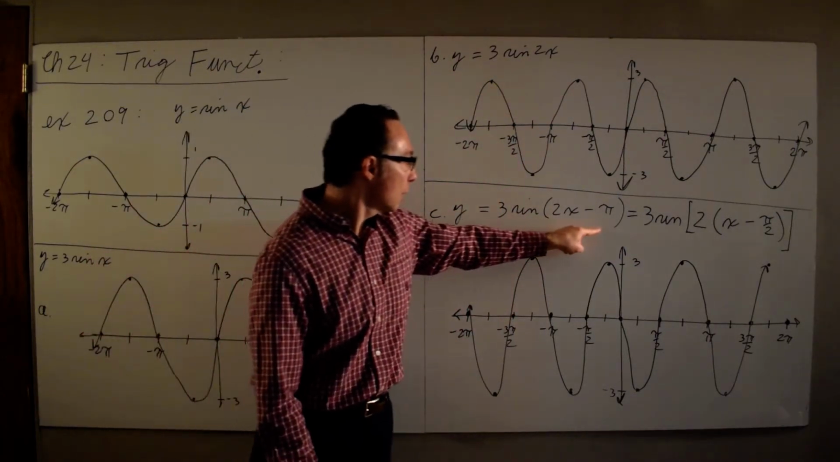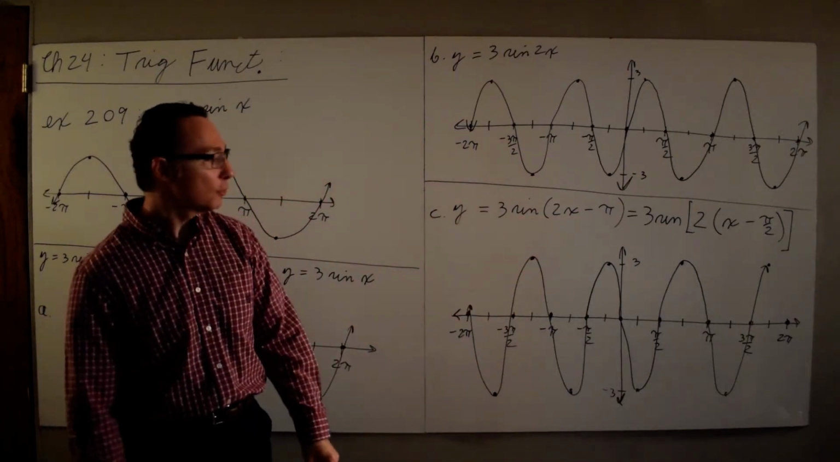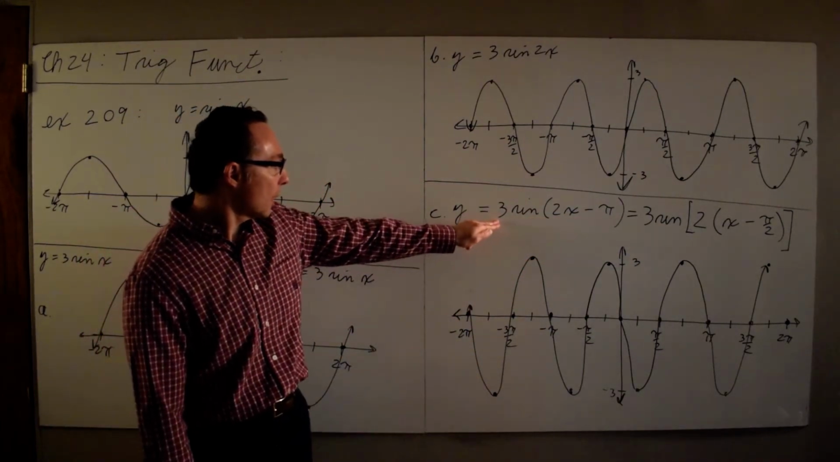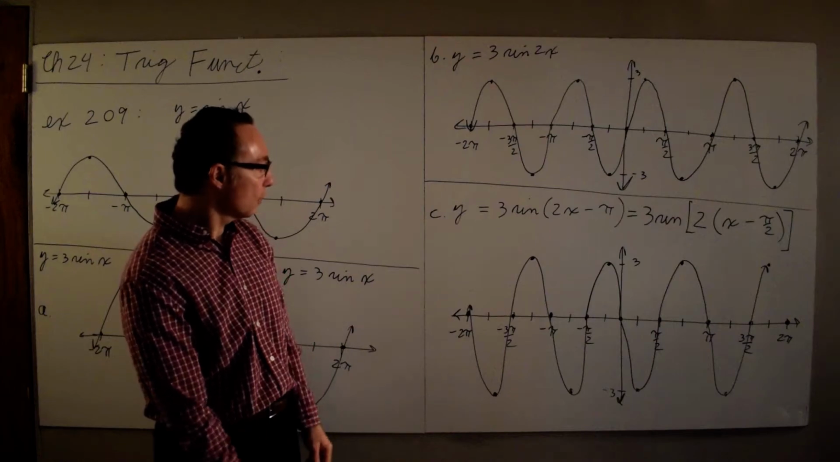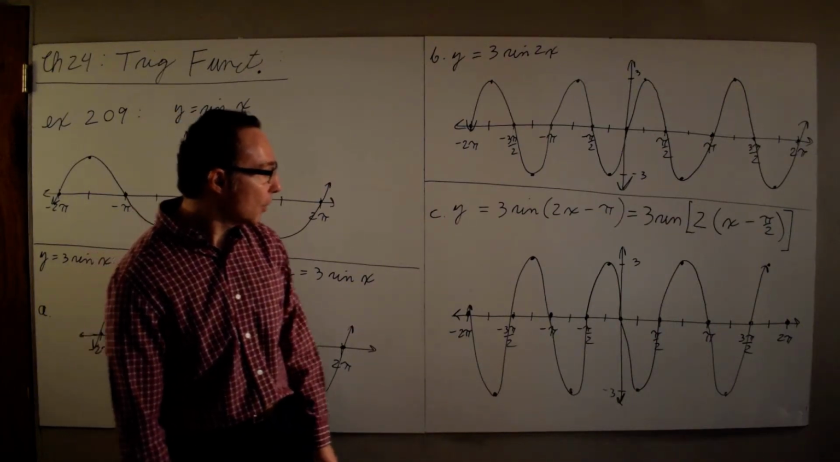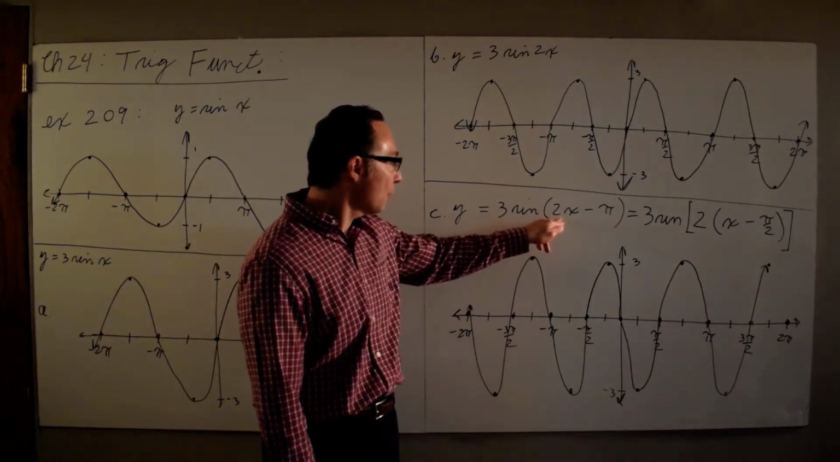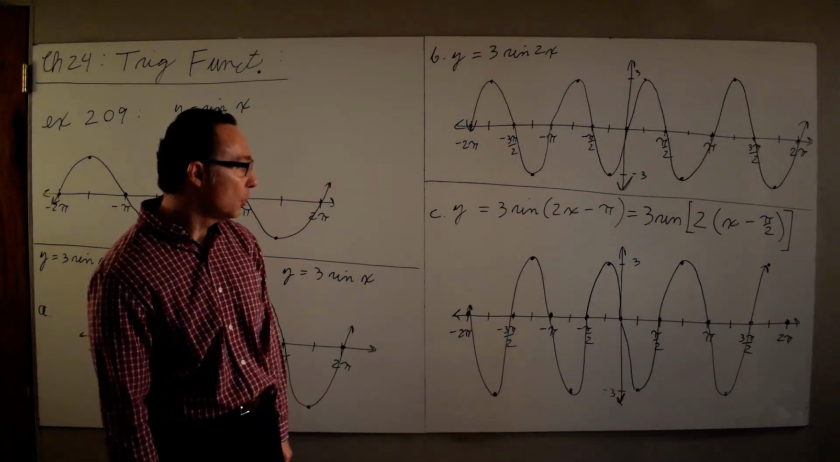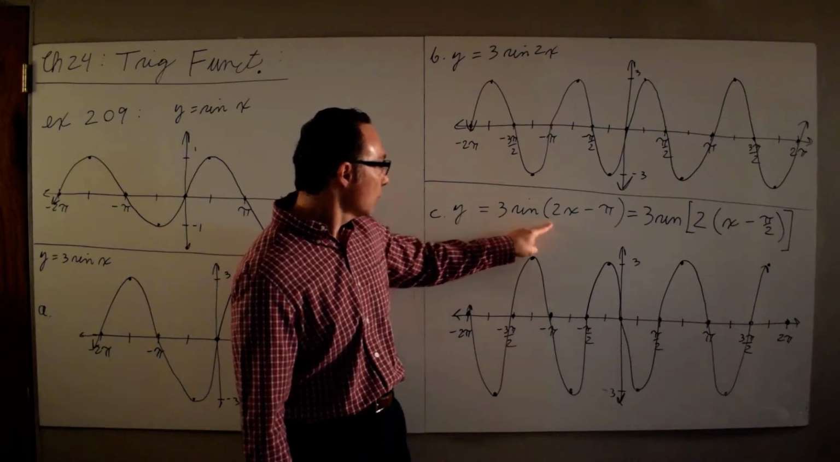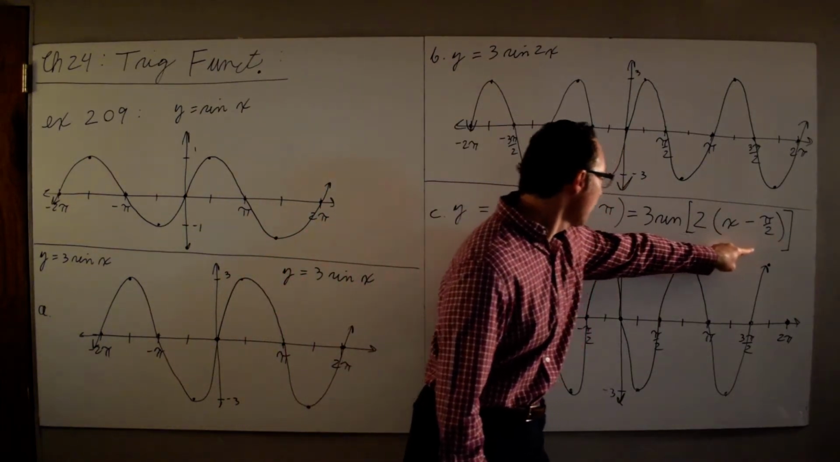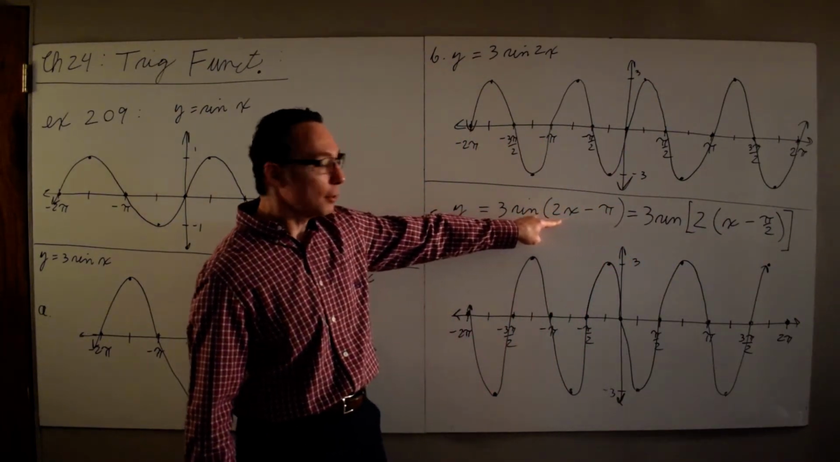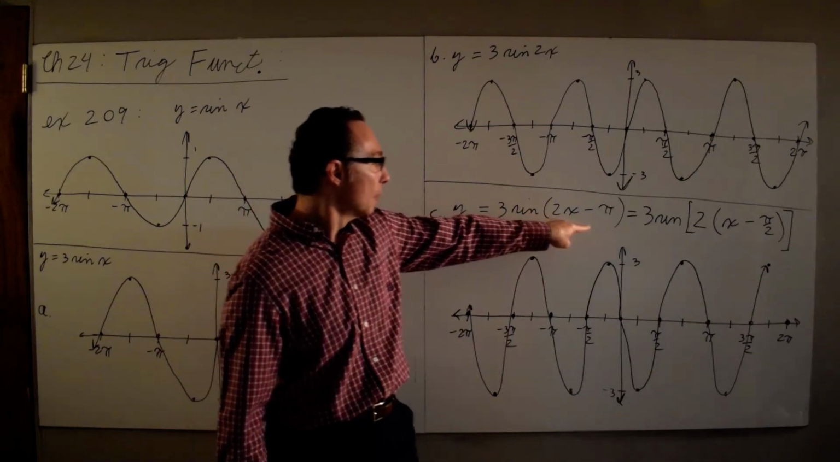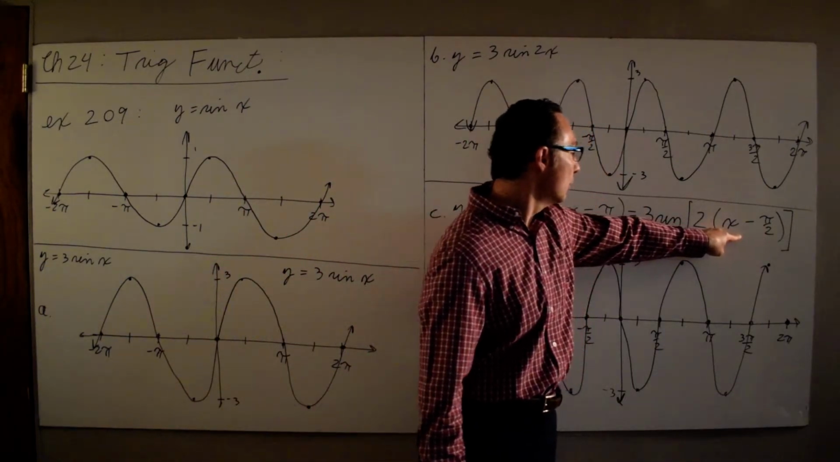What do we do here? We're going to add a horizontal shift to this. We still have our vertical stretch by a factor of 3. We still have our horizontal compression by a factor of 2, but now we have a shift right of pi over 2 units. So we can take this function and rewrite it this way. If we factor a 2 out of this 2x minus pi, we have x minus pi over 2.